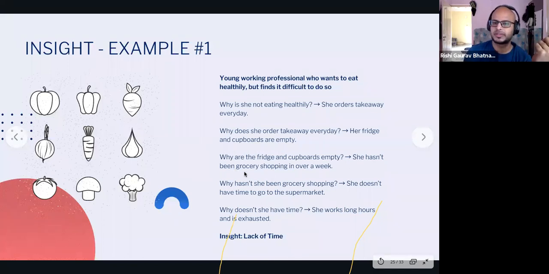Why hasn't she been grocery shopping in a week? She doesn't really have the time to go to the supermarket. Now, why doesn't she have the time? Because she has long working hours and is exhausted.